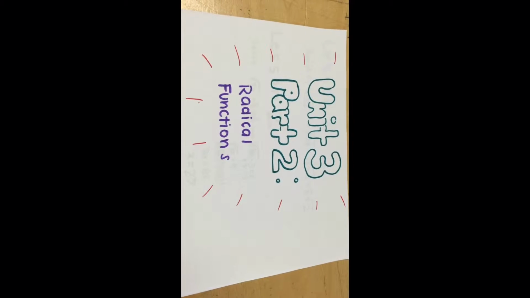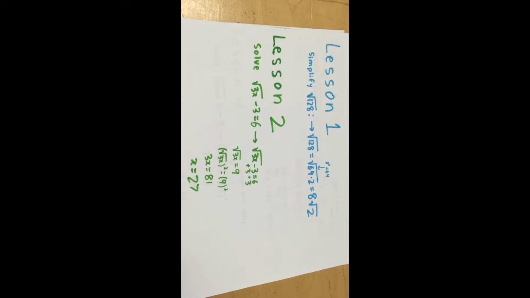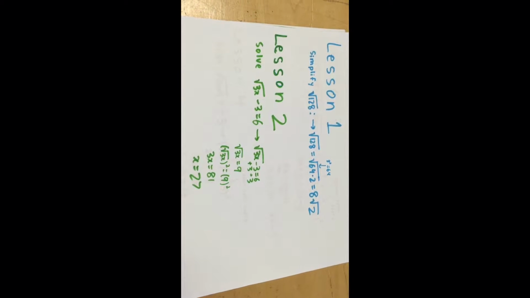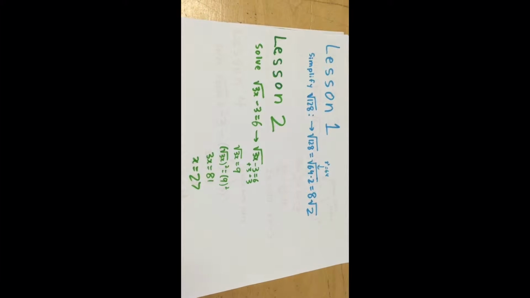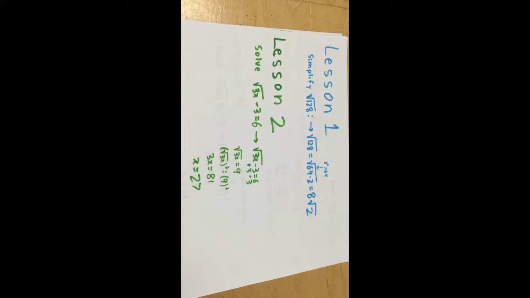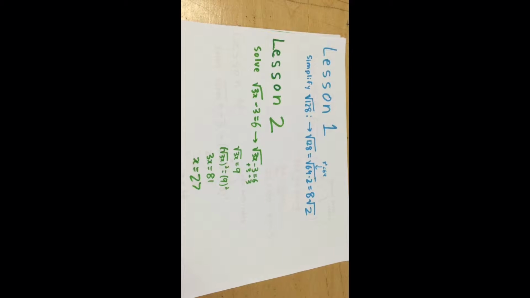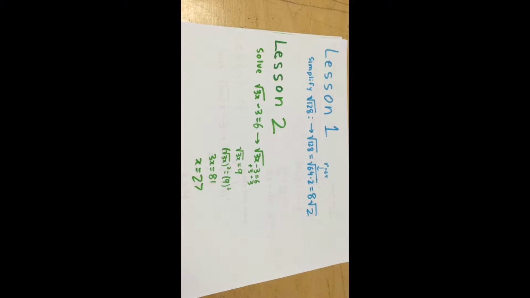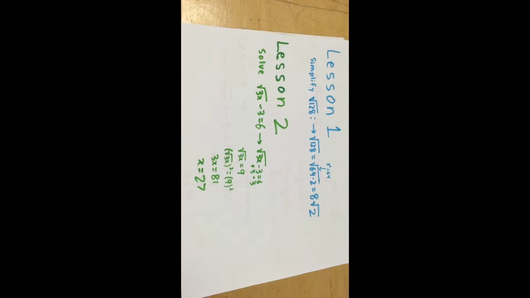Unit 3, Part 2, Radical Functions. Lesson 1. To simplify a radical, you need to first look if there are other square roots in the radical that you can take out. For example, the square root of 128 has the square root of 64, which is 8. After you get this, you take it outside of the radical and leave the remainder.